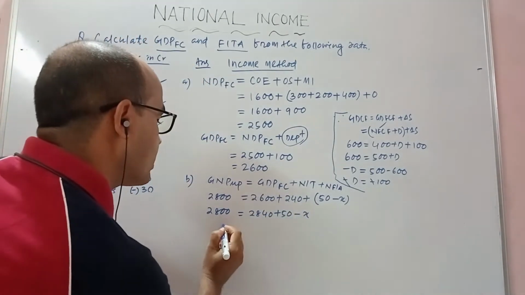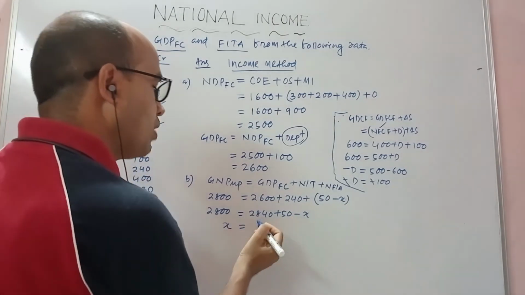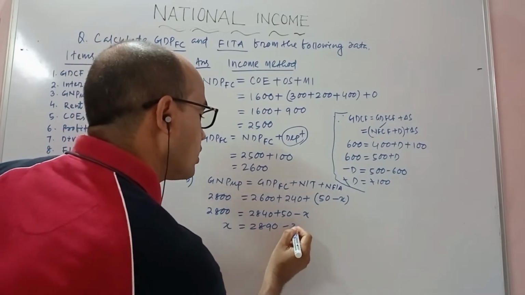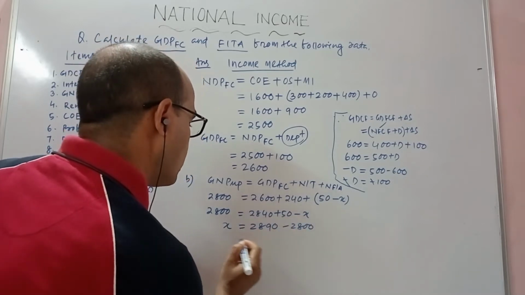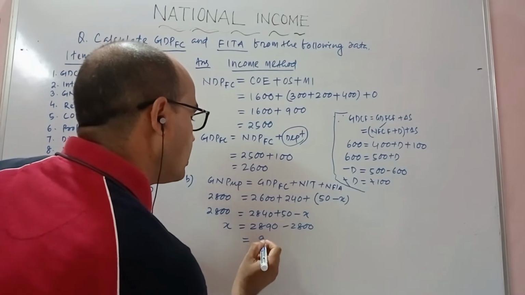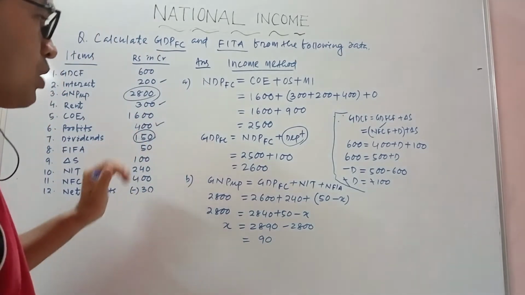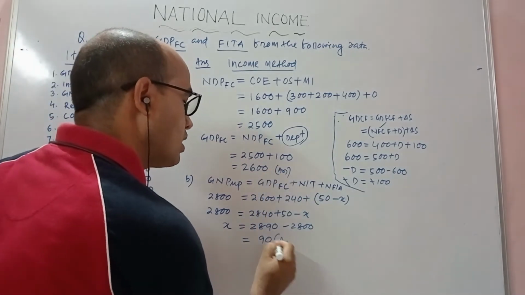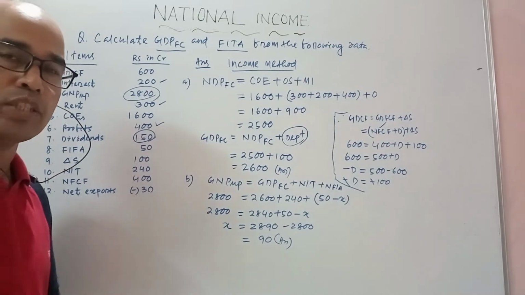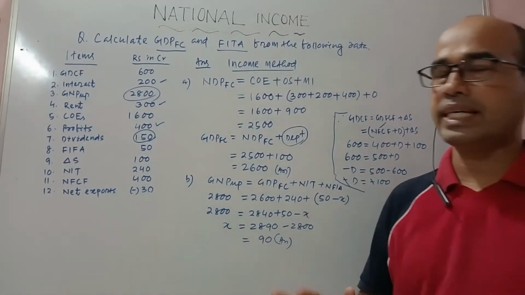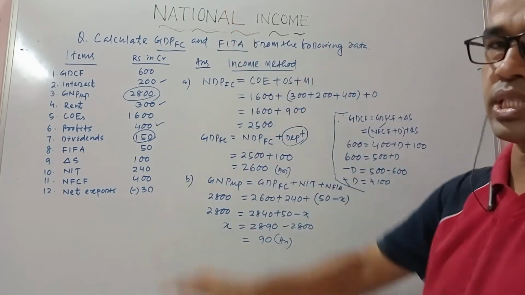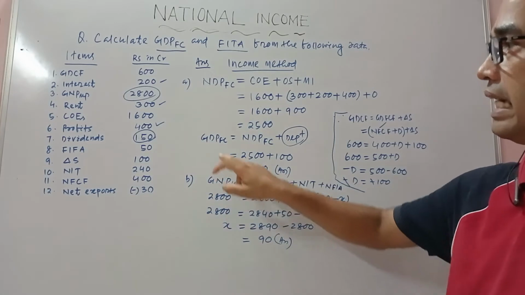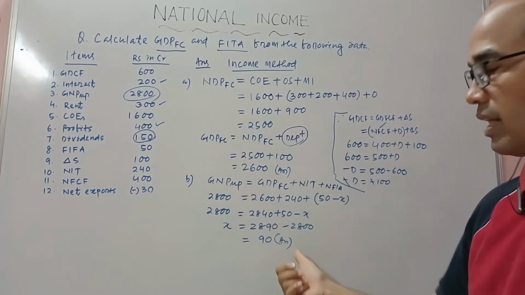Bring that x to the left hand side, that is called plus x. If you add this one, then you find out 2890 and deduct that 2800, then your answer, that means your x is how much? 90. Are you getting? So you are getting this question, your one answer is, this is the answer of first question and this is the answer of second question. Okay, dear students, once again, you should not get confused in the examination. You read the question thoroughly. After that you can calculate what they want. So here we calculate first GDPFC, second we calculate what is the value of FITA.